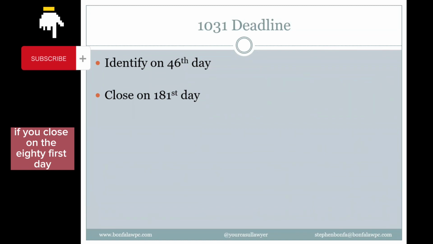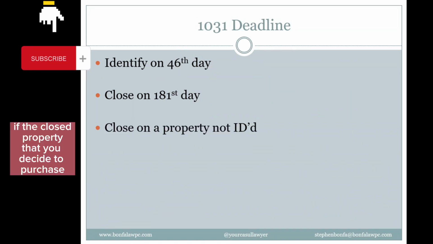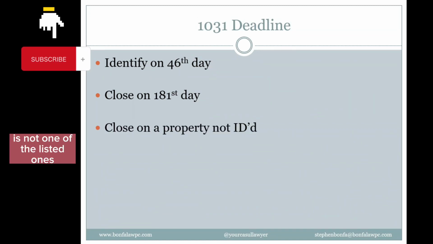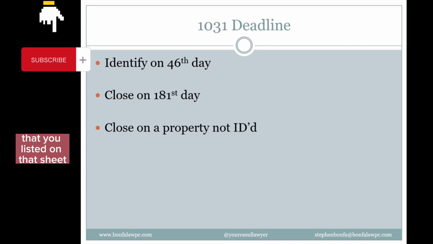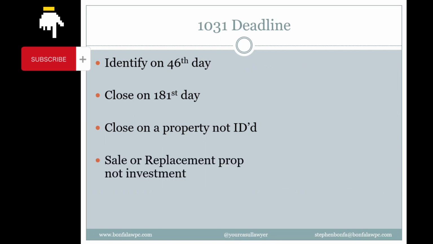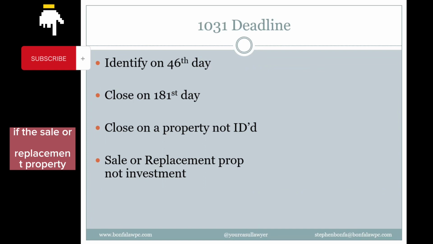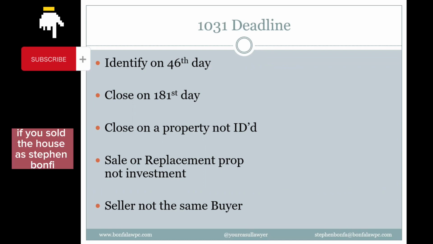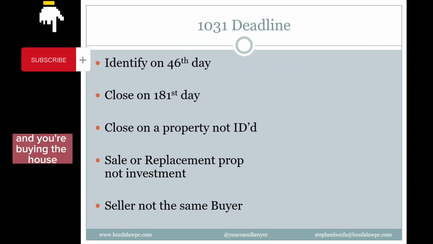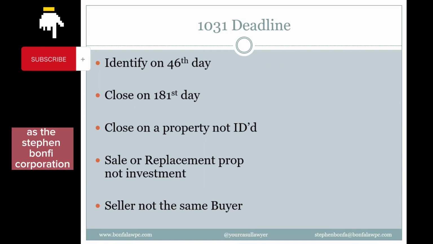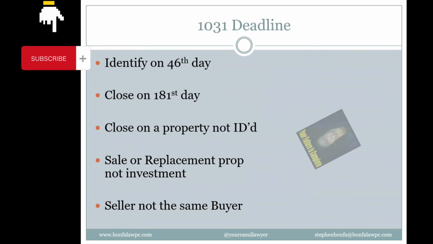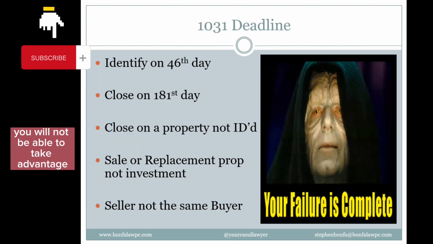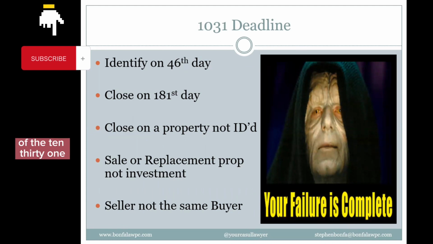if the closed property that you decide to purchase is not one of the listed ones that you listed on that sheet, if the sale or replacement property, so the property you're buying or the property you're selling, is not an investment, you're not holding it to make money, and if the seller is not the same as the buyer, so if you sold the house as Stephen Bonfa and you're buying the house as the Stephen Bonfa Corporation, your exchange fails completely. You will not be able to take advantage of the 1031.